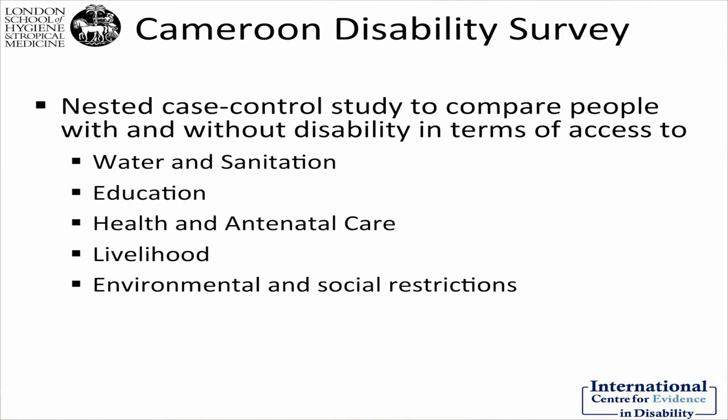I'll talk a bit more about the measures that we used and how we actually defined and measured disability in this study. Alongside the population-based survey, we also ran a nested case control study of people with and without disabilities from the communities to understand if there was any difference in access to particular services, to education, to livelihoods, health and antenatal care, etc. We identified people within the study population, a sample of all ages, who were brought to a central village location for screening by a mixed medical team.